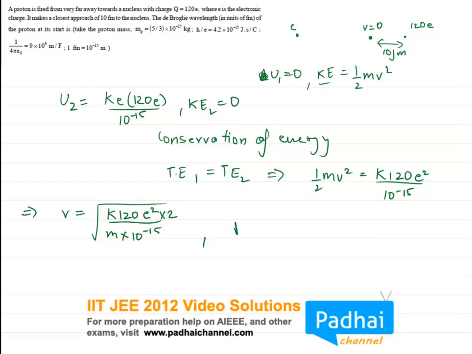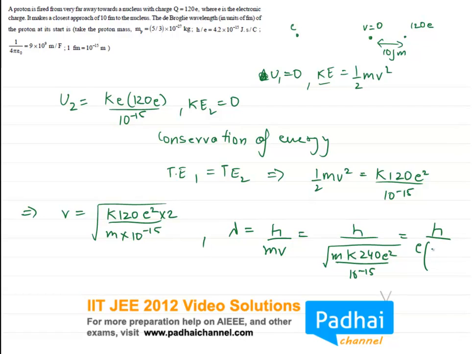So it is asking de Broglie wavelength. Lambda is given by H upon mv. This will be given by H divided by under root of mv. That means m will go inside and it will be multiplied in the numerator, K into 240 into E square divided by 10 raised to the minus 15, right? So E square, it is under root, we can take H upon E, E as common, and we can put the values now. MP is given by 5 by 3. Let us solve it over here rather than solving over here.